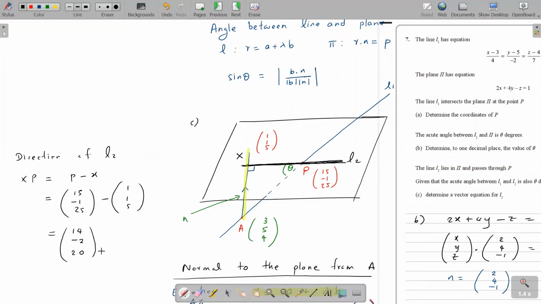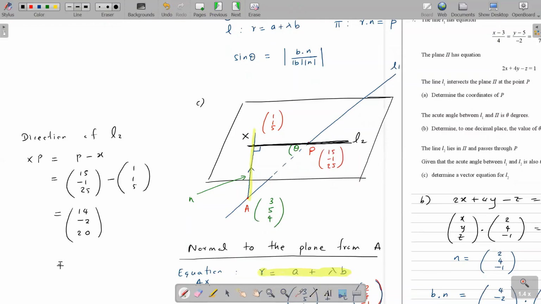You can see XP is a direction vector, isn't it? Since this is not a coordinate but a direction vector, you could take it in its simplest form. Can you see we have a multiple here? 14, minus 2, 20. So what's the direction vector in its simplest form? Remember, you can't do this for a coordinate; you can do it only for a direction vector. We can divide everything by 2: 7, minus 1, 10.